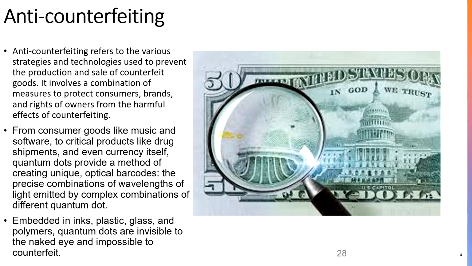Now there is another interesting application, called anti-counterfeiting. Anti-counterfeiting refers to various strategies and technologies used to prevent the production and sale of counterfeit goods. It involves a combination of measures to protect consumers, brands, and the rights of owners from the harmful effects of counterfeits. So if you look under a magnifying glass, you will find that this is a counterfeit dollar bill, and that's where you can identify it and check it out. From consumer goods like music and software, to critical products like drug shipments and even currency itself, quantum dots provide a method of creating unique optical barcodes.